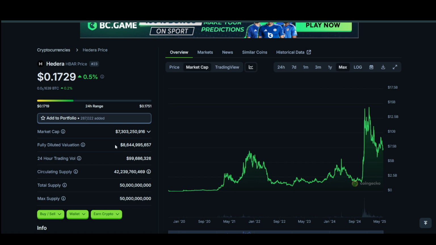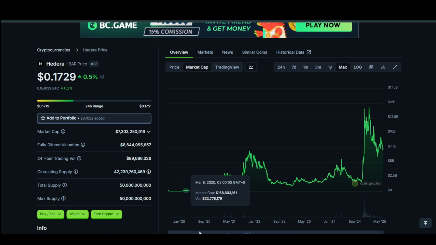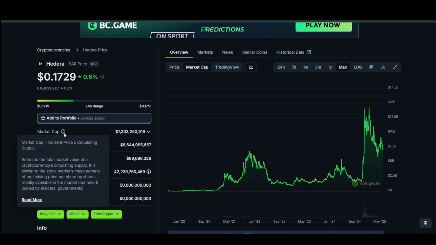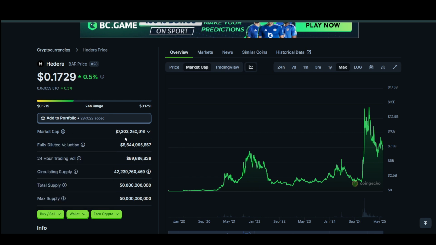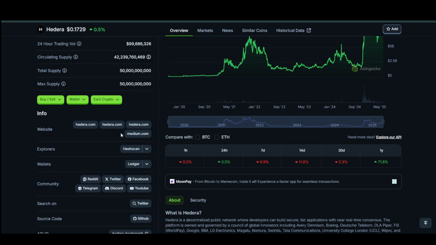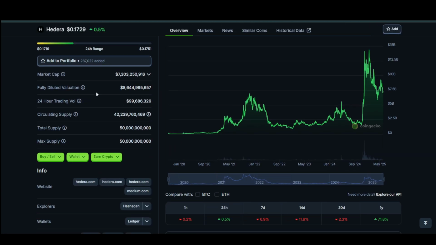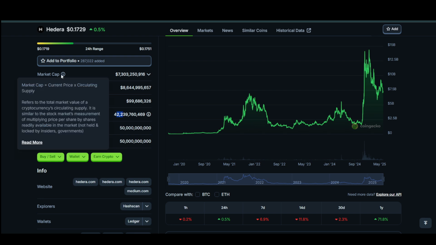So if you're looking to analyze any crypto or any altcoin, the most important thing is to look at the market cap. So basically, market cap is the current value of the cryptocurrency compared to its current supply. So we are looking at the HBAR token or HBAR ticker. It is a coin because it has its own blockchain. So as of now, we have its circulating supply, which is around 42.2 billion. And using that, it has calculated its market cap.